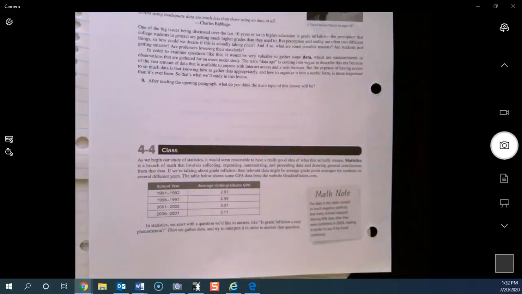Okay, we actually go from 1991, 92 school year to 96, 97, 2001, 2002, 2006, 2007. It looks as though all of them are about 5 years apart. In statistics, we start with the question we like to answer. Like, is grade inflation a real phenomenon? Then we gather data and try to interpret it in order to answer the question. Okay.